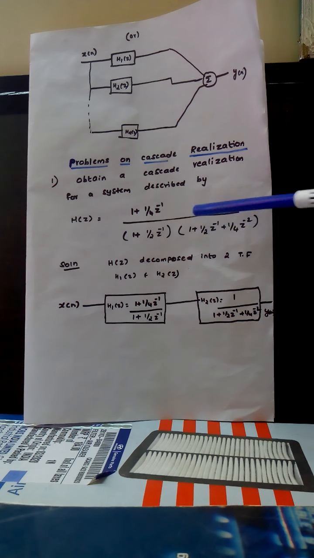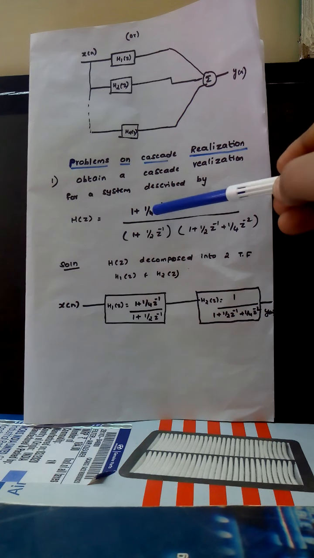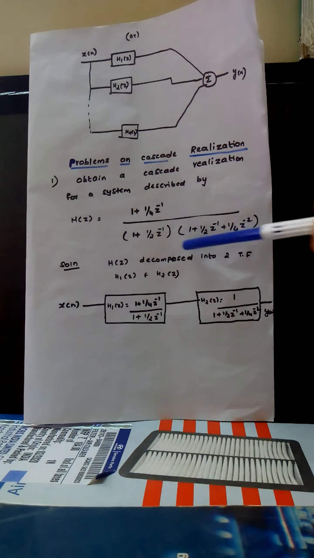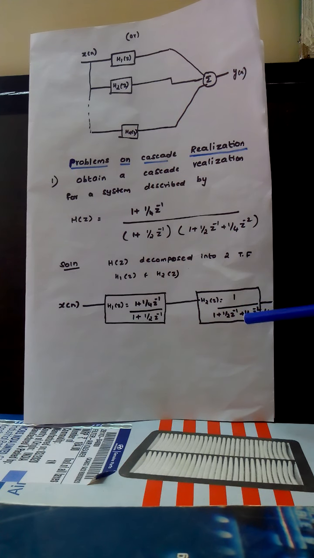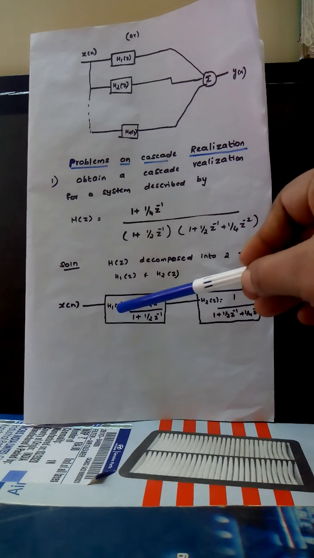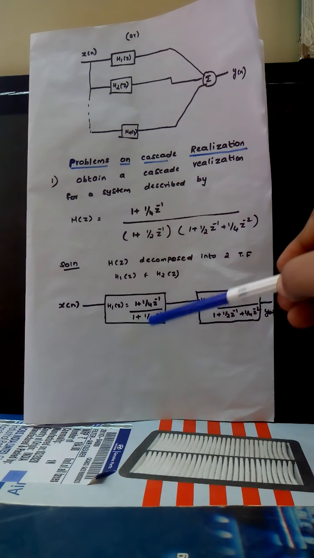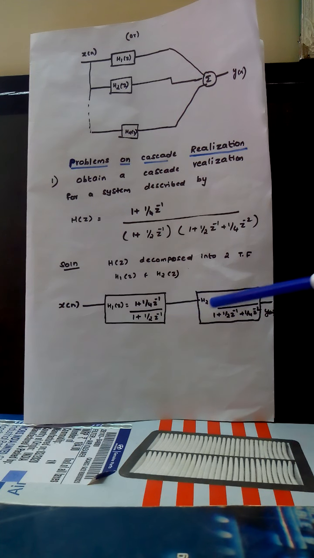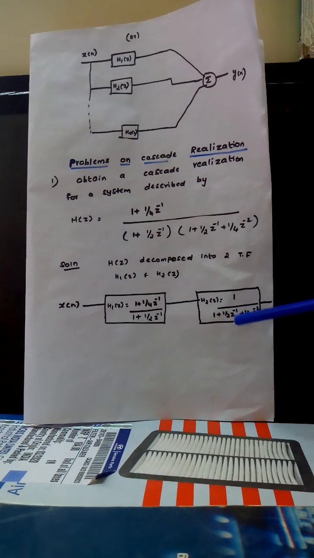So if you want, we can make 1 divided by this term, and 1 plus 1 by 4 into z to the power of minus 1 divided by this term, also we can do. However you want, you can take the transfer function. So here I have considered H1 of z as 1 plus 1 by 4 into z to the power of minus 1 divided by 1 plus 1 by 2 into z to the power of minus 1, and the second system is 1 divided by 1 plus 1 by 2 into z to the power of minus 1 plus 1 by 4 into z to the power of minus 2.